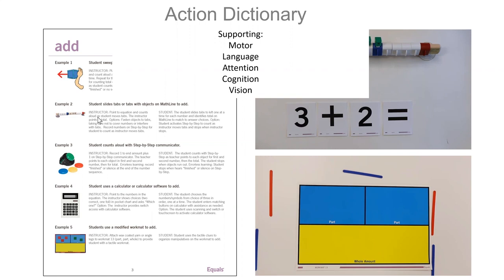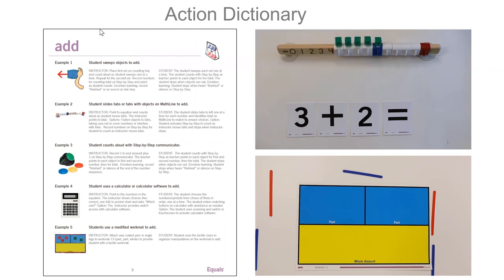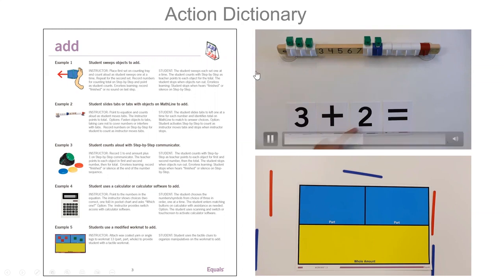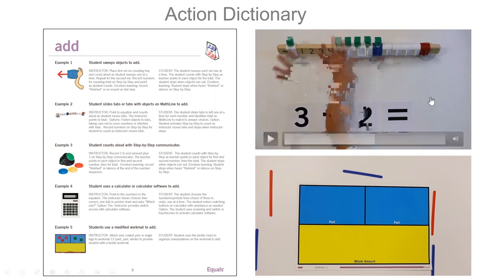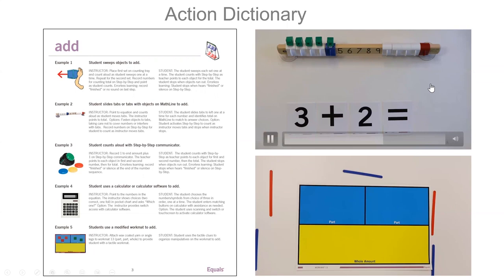So for an example, you can see this is the page for add. This is not to teach the student how to add, but rather how to give students access to the tools so they can add. You see an example of this for the student. The video is going a little fast there, but the student is sliding tabs on here with connecting cubes attached to the top. Added 3 and then 2 more to equal 5. And that's something that the student could access.